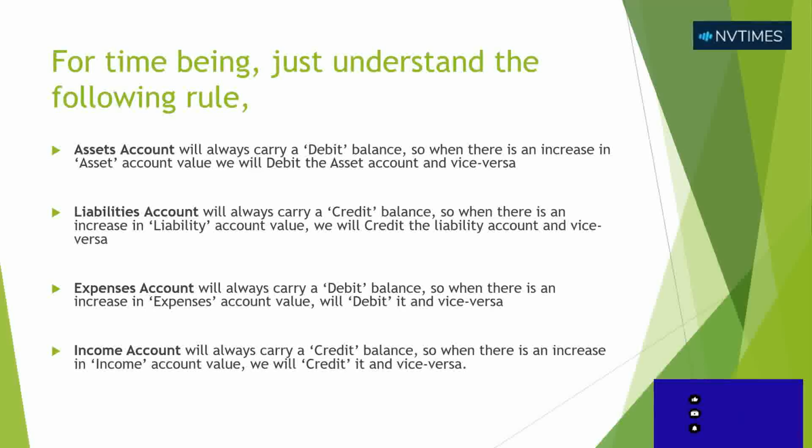An assets account will always carry a debit balance, so when there is an increase in an asset account we will debit the assets account, and vice versa. A liabilities account will always carry a credit balance, so when there is an increase in a liability account value we will credit the liability account, and vice versa. An expenses account will always carry a debit balance, so when there is an increase in expenses account value we will debit it, and vice versa. And an income account will always carry a credit balance, so when there is an increase in income account value we will credit it, and vice versa.